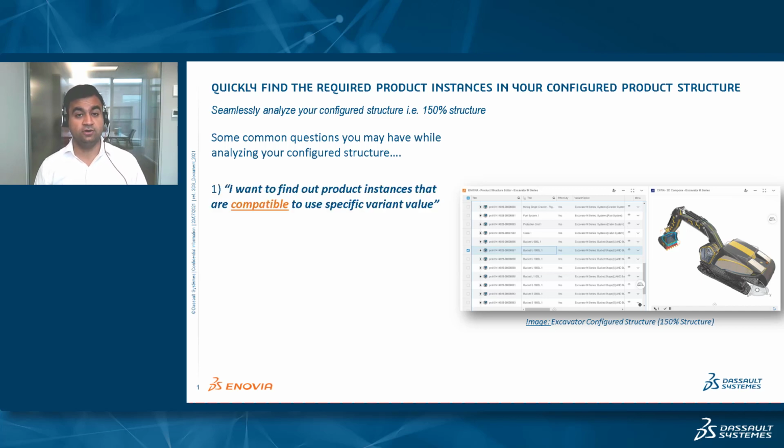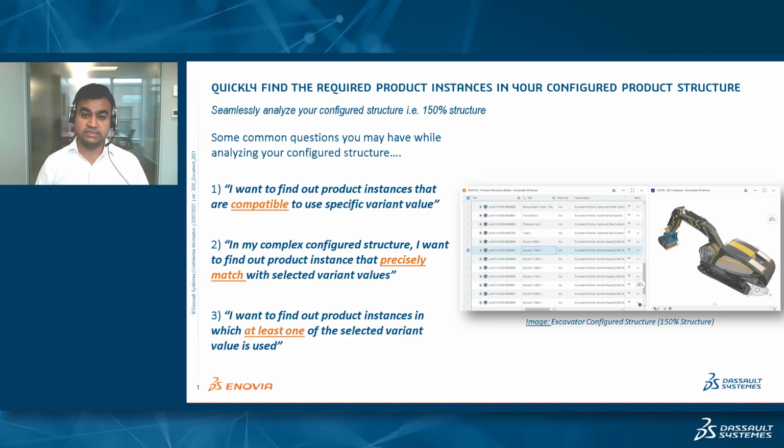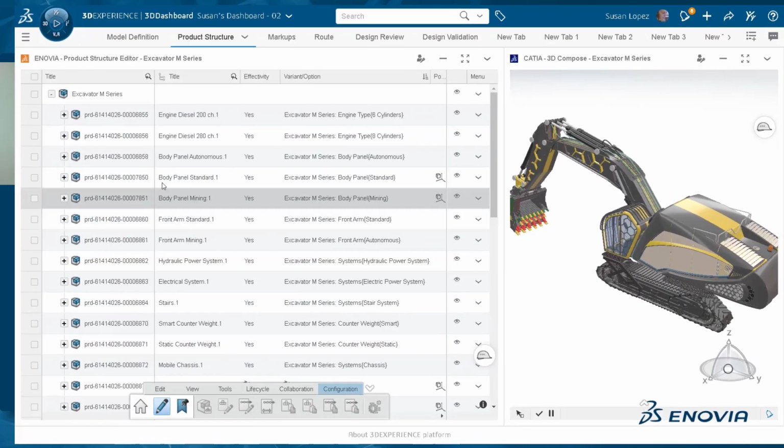Let's say I want to find out product instances that are compatible to use a specific variant value. Or in my complex configured structure, I want to find out product instances that precisely match the selected variant value. Or I want to find out product instances in which at least one of the selected variant values is used. Let's take a look at this demo video that answers all these questions.